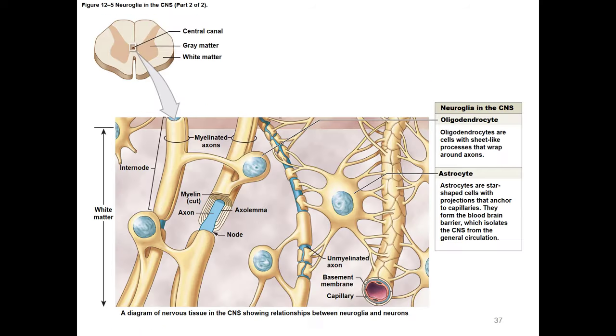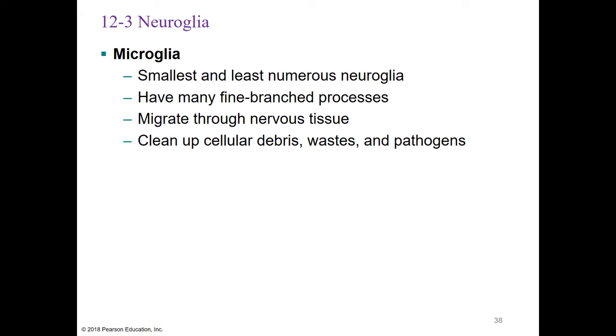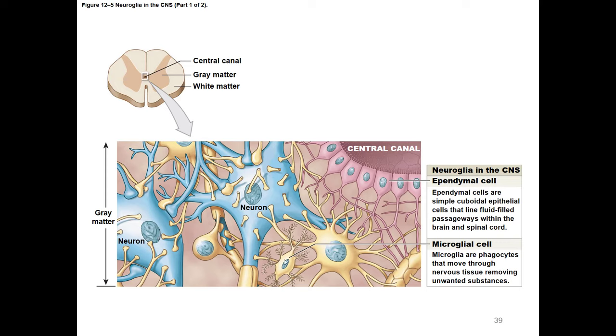Okay, so next we have the microglia. Microglia are the smallest and least numerous of the neuroglia. They have very fine little branches, and they can migrate, so they're able to move back and forth through nervous tissue. Their job is to clean up waste. So they're going to clean up cellular waste, pathogens that could have gotten into the nervous tissue. So think of them as the cleanup crew. So this guy is a microglial cell with his little fine projections.